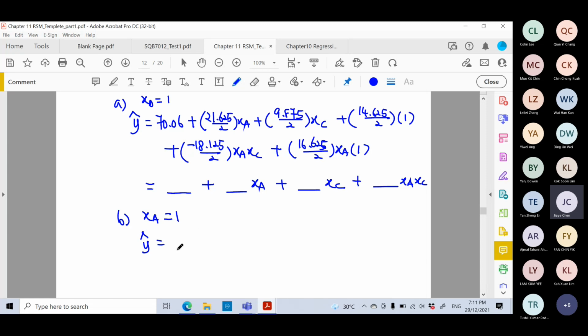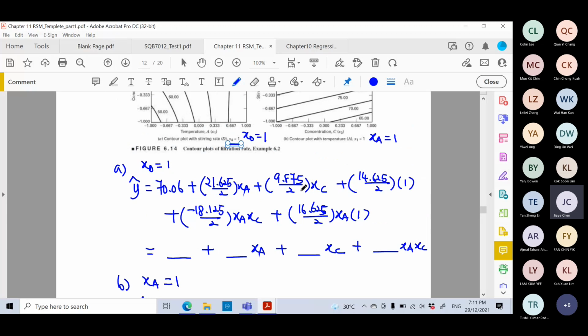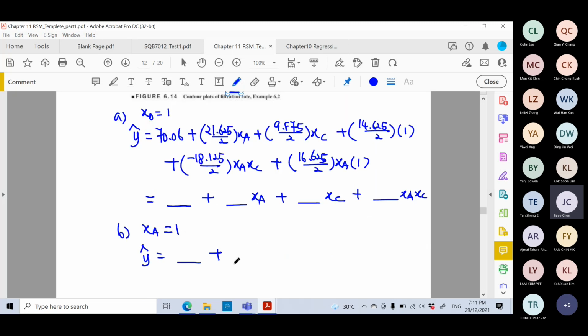So in the end, your equation no longer has XA, because you fixed XA equal to 1. When you substitute XA equal to 1, all these terms become constants, so you merge them together with the constant here. So you only have the XC plus the XD, and then this other term, because XA is 1, becomes XC. Therefore, it merges with the XC.